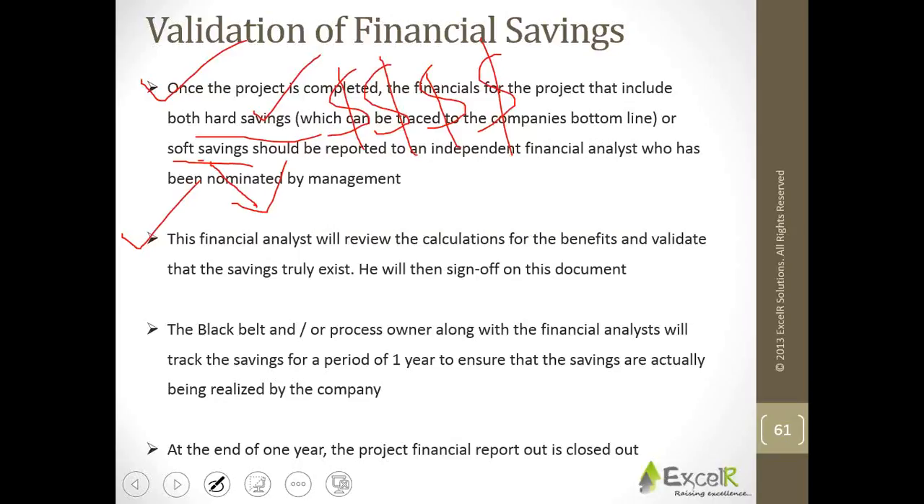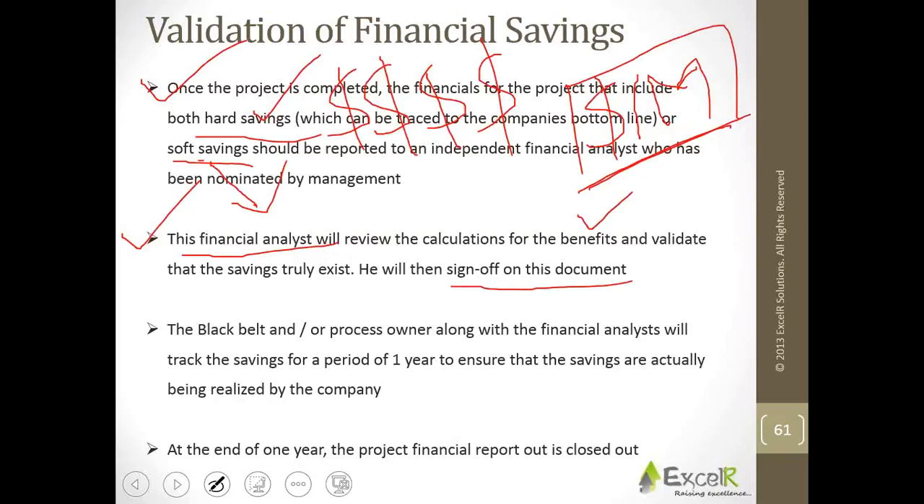Now the financial analyst will review the calculations of the benefits. You might say that over the due course of implementing Six Sigma, I've saved $1 million for the company. But your financial analyst is going to review the calculations that have gone behind coming up with this number of 1 million and validate whether the savings are true savings or not. He will then give a sign off on the document.